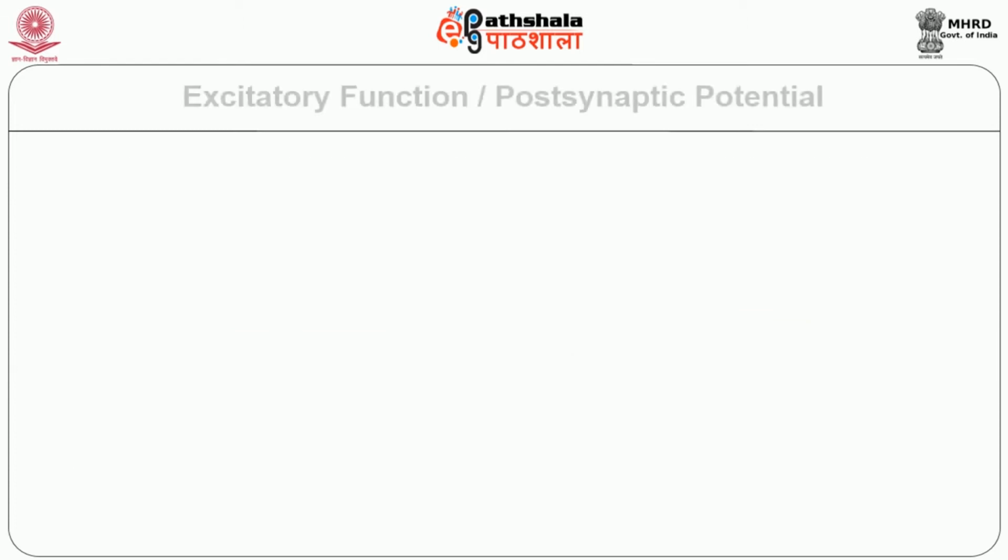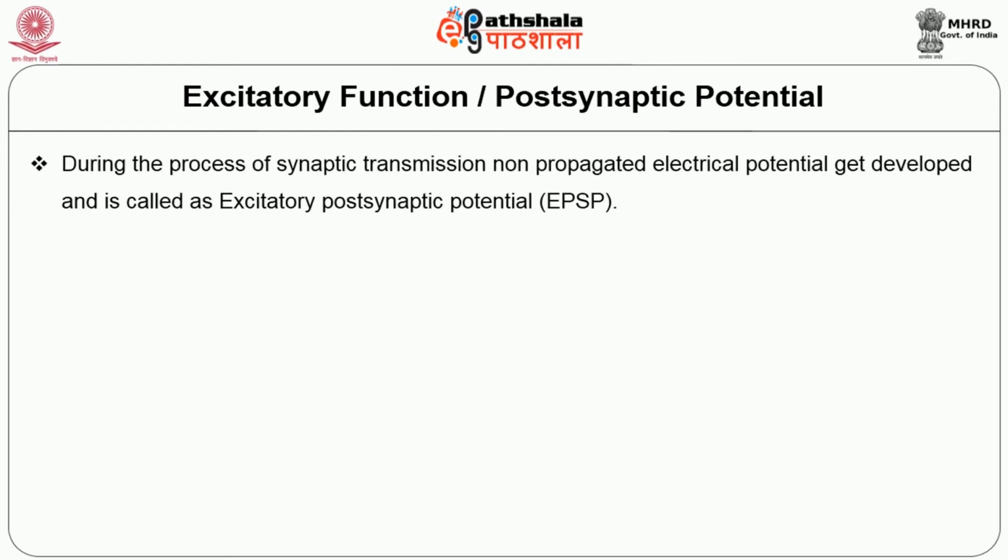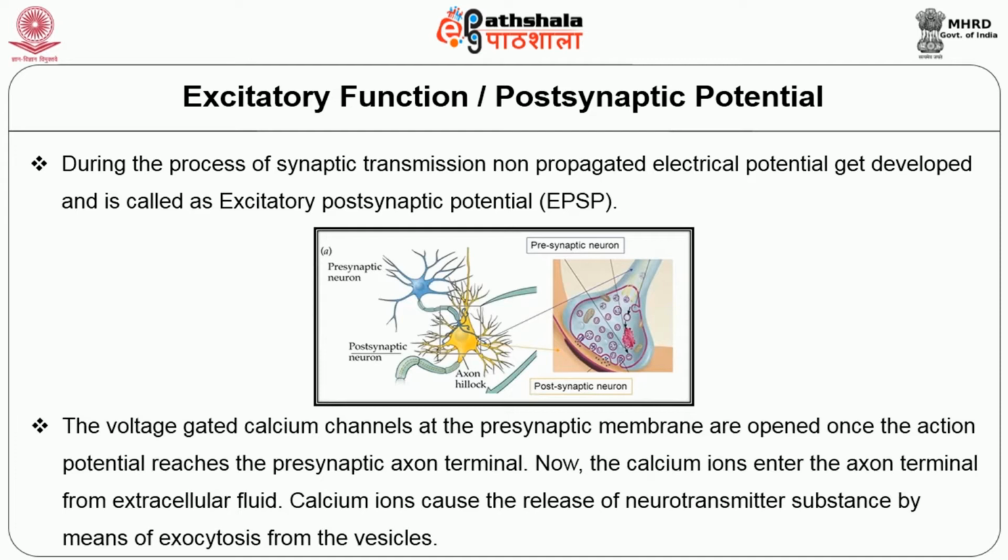is the inhibitory function. In the excitatory function, during the process of synaptic transmission, a non-propagated electrical potential develops and is called the excitatory postsynaptic potential, EPSP. The voltage gated calcium channels at the presynaptic membrane are opened once the action potential reaches the presynaptic axon terminal. Now, the calcium ions enter the axon terminal from the extracellular fluid. Calcium ions cause the release of neurotransmitter substance by means of exocytosis from the vesicles.